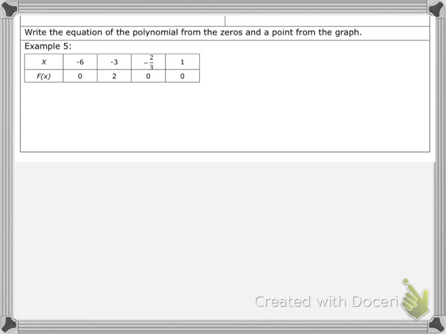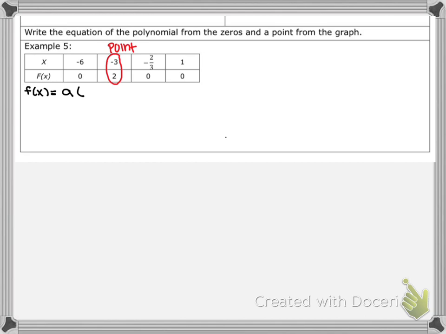Next, we're going to look at from a table, same kind of concept, except this time we have a point also given. So notice right here, this -3, 2, this is your point. The others are your zeros. So we're going to do the same concept, except this time when we're given a point, we're going to have to find an a value. So when I start to set this up, I'm going to have f of x equals a, and then now I'm going to start listing my zeros.